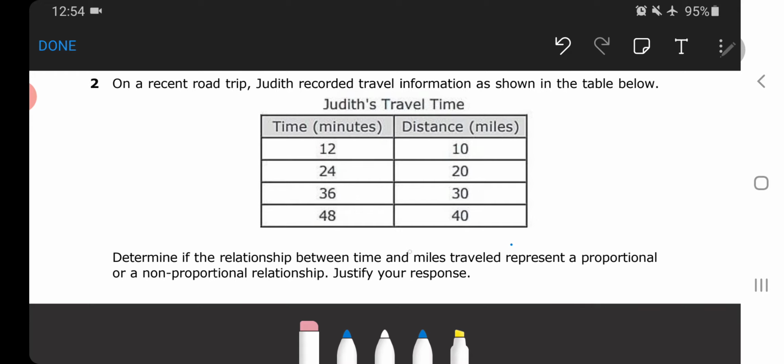Determine if the relationship between time and miles traveled represents a proportional relationship. It is proportional. And justify your response. Well, to justify, we'll just say because b is equal to 0, it is a proportional relationship, or because our table goes to the origin, or we do have the point 0, comma 0.